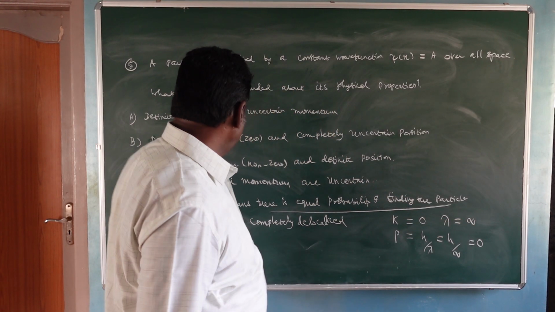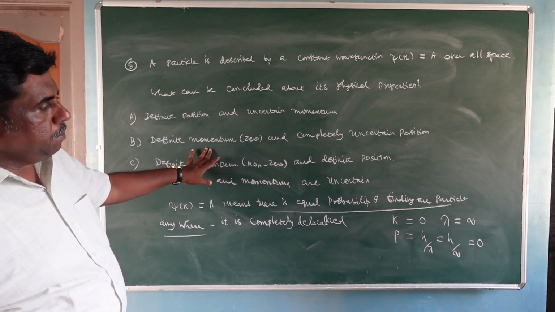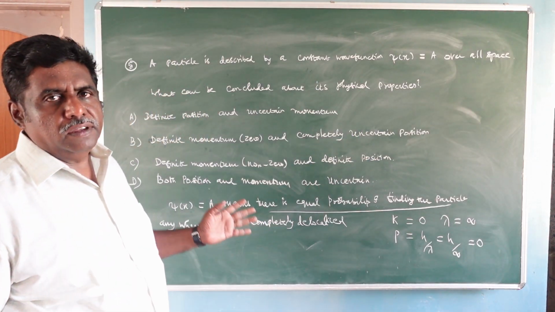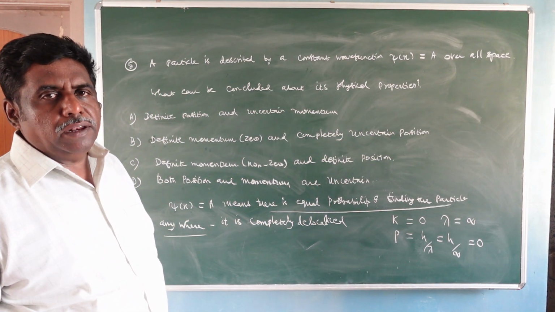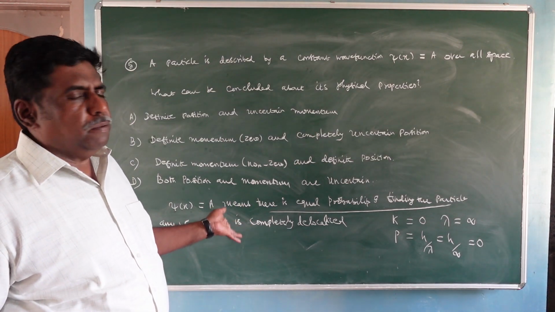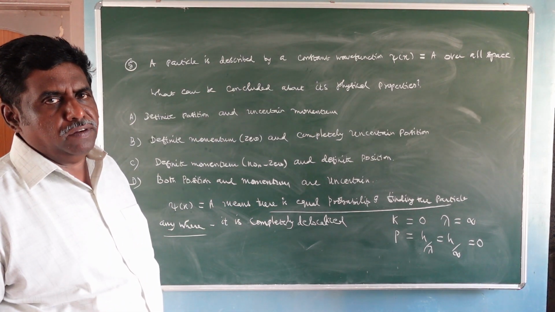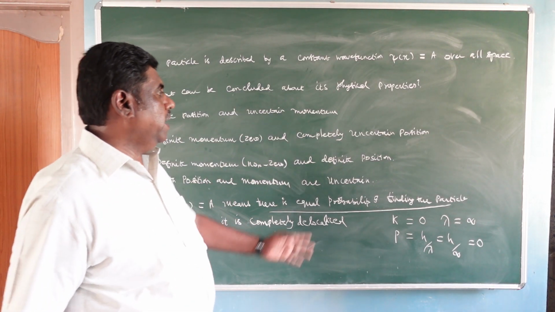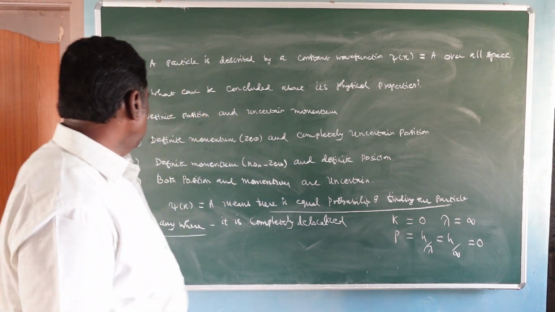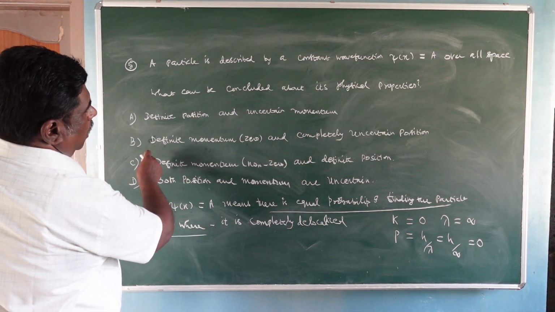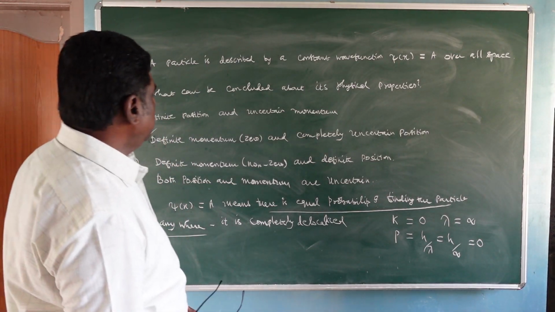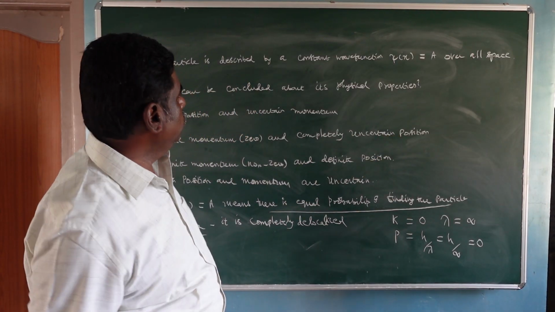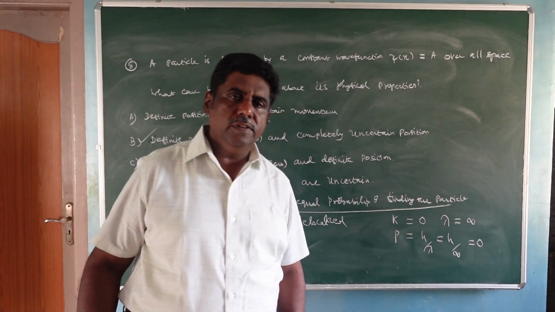From this we may conclude definite zero momentum and completely uncertain position, because it is a plane wave. The particle may occupy any point in that particular plane wave. Therefore, the probability of finding the particle has higher uncertainty. Therefore, option B is correct: definite momentum, that is 0, and a completely uncertain position. We will discuss the rest of the things in the next lecture.